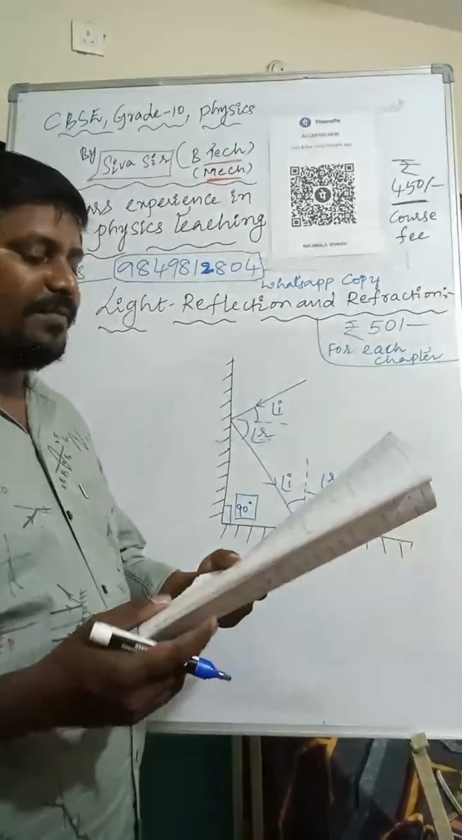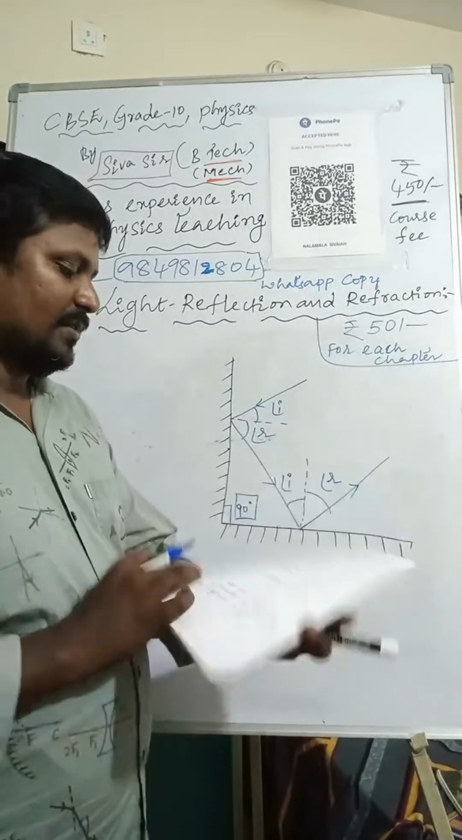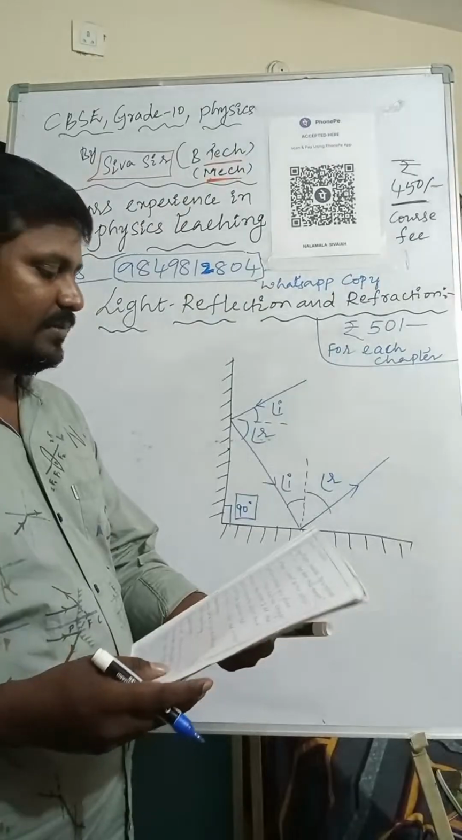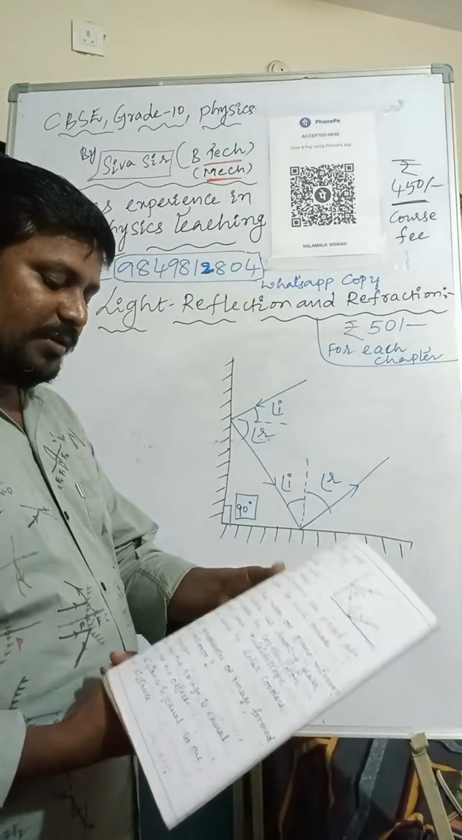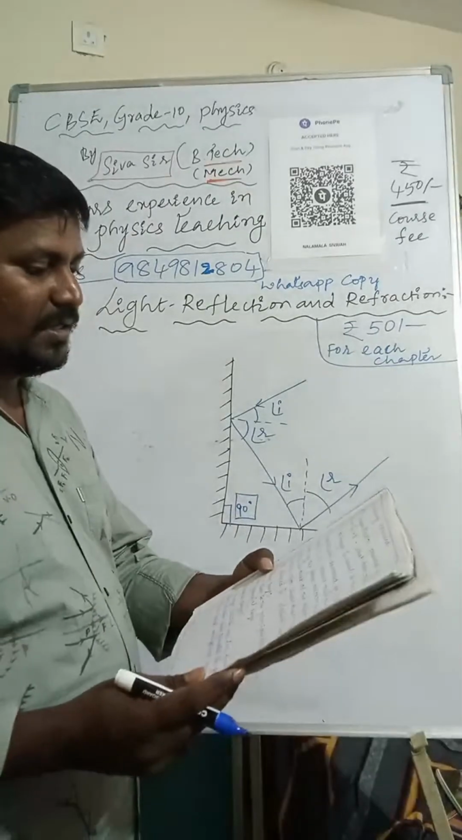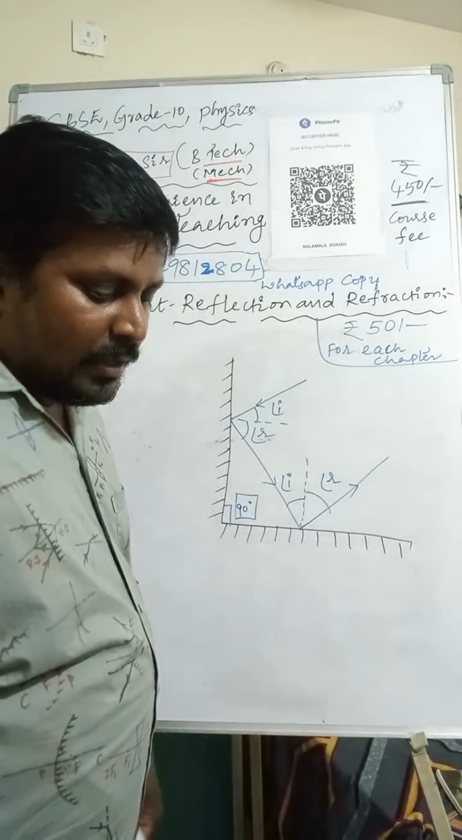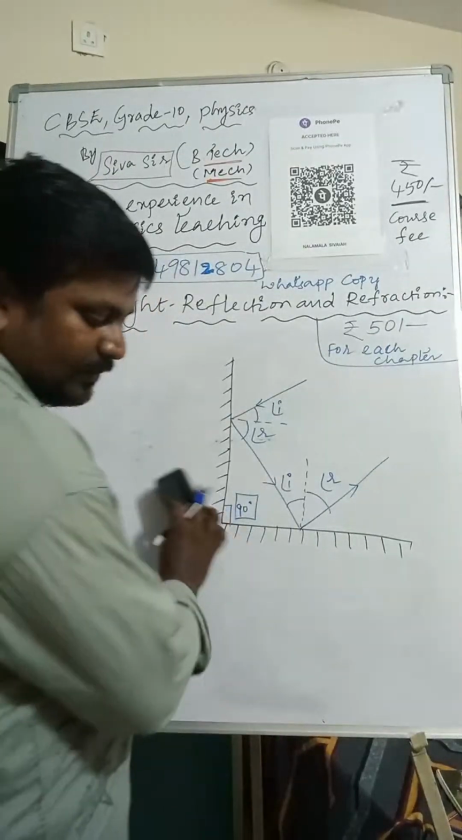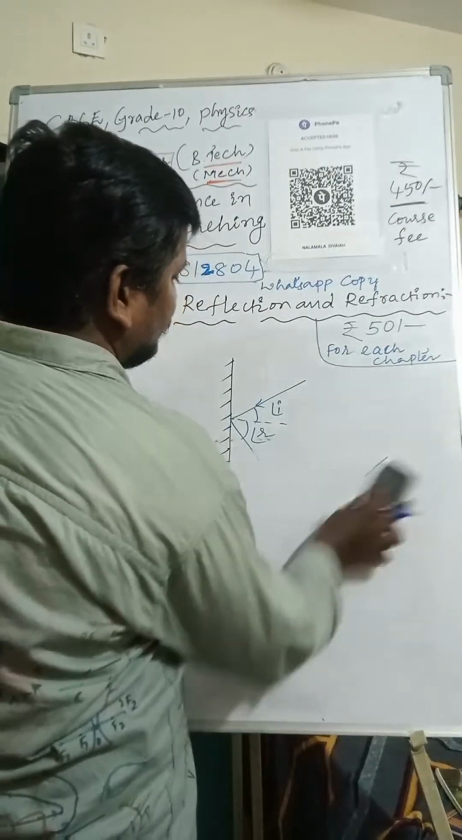Write the properties of the image formed by a plane mirror: virtual and erect. The size of the object is equal to the size of the image. Everything okay? Next one.